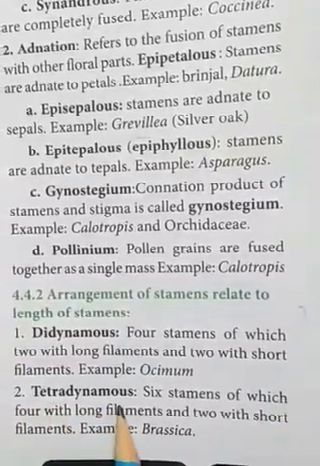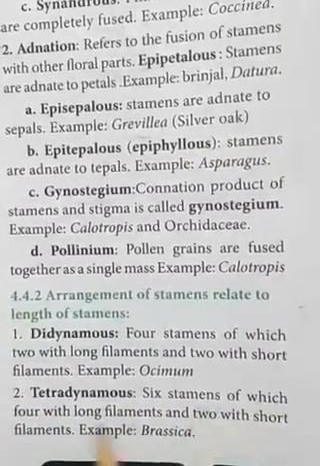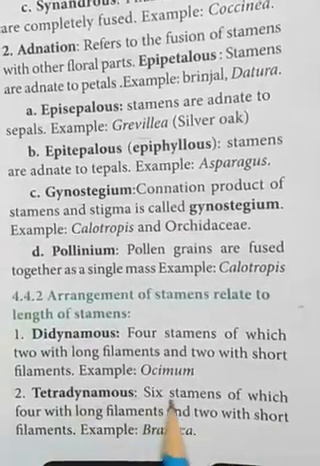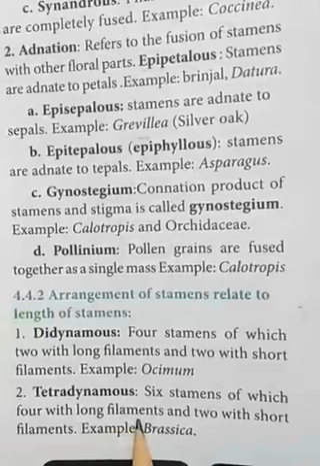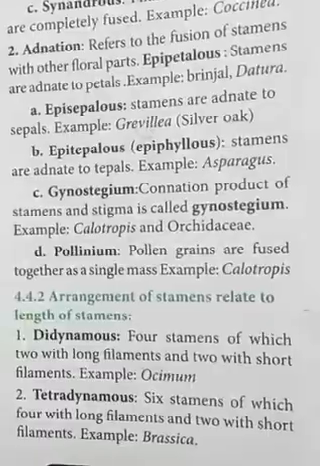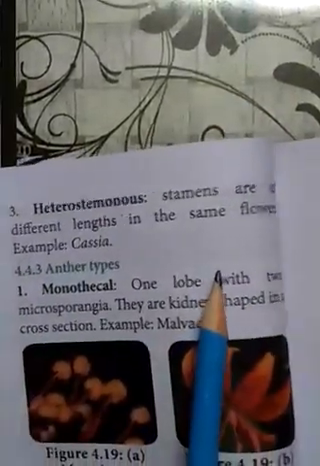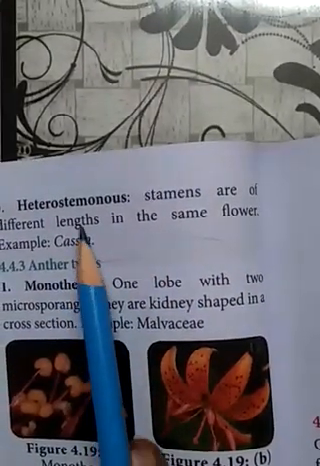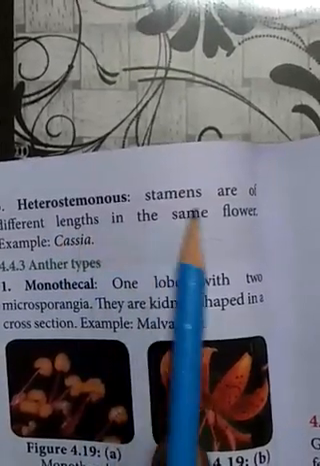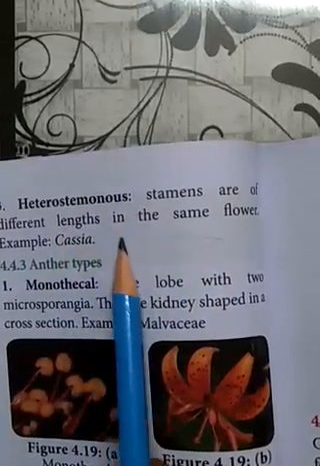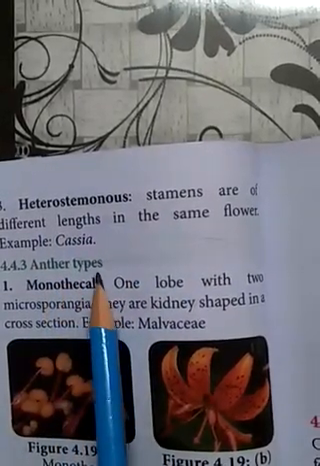Next is tetradynamous, 6 stamens of which 4 with long filaments and 2 with short filaments. So 6 stamens are there, out of which 4 have long filaments and 2 have short filaments. Example in Brassica. Next is heterostaminous. Stamens are of different length in the same flower. Example in Acacia. So heterostaminous means when the stamens have filaments of different length, then it is called heterostamens.